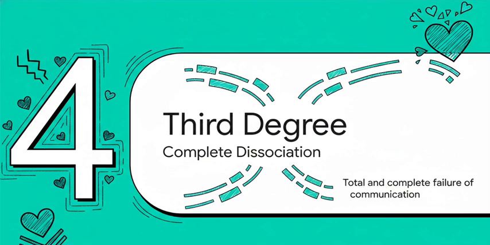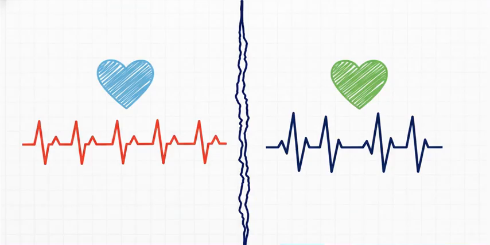This isn't just a delay anymore. This is a total, complete breakdown in communication. When you look at an ECG strip of this, it's just chaos. You'll see that the P waves and the QRS complexes are completely divorced from each other.